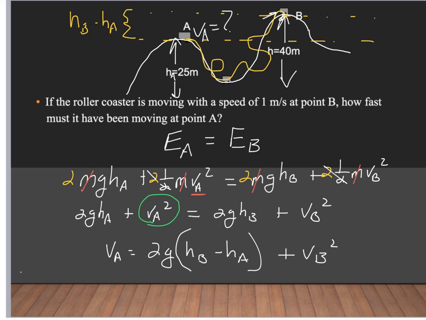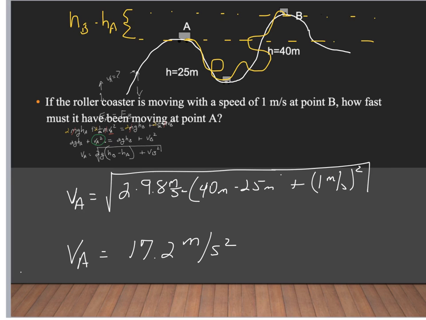And I forgot my square root of all that because that's supposed to be v_a squared. All right, so let's plug in our numbers and see what we get. And you should get 17.2 meters per second, not meters per second squared.